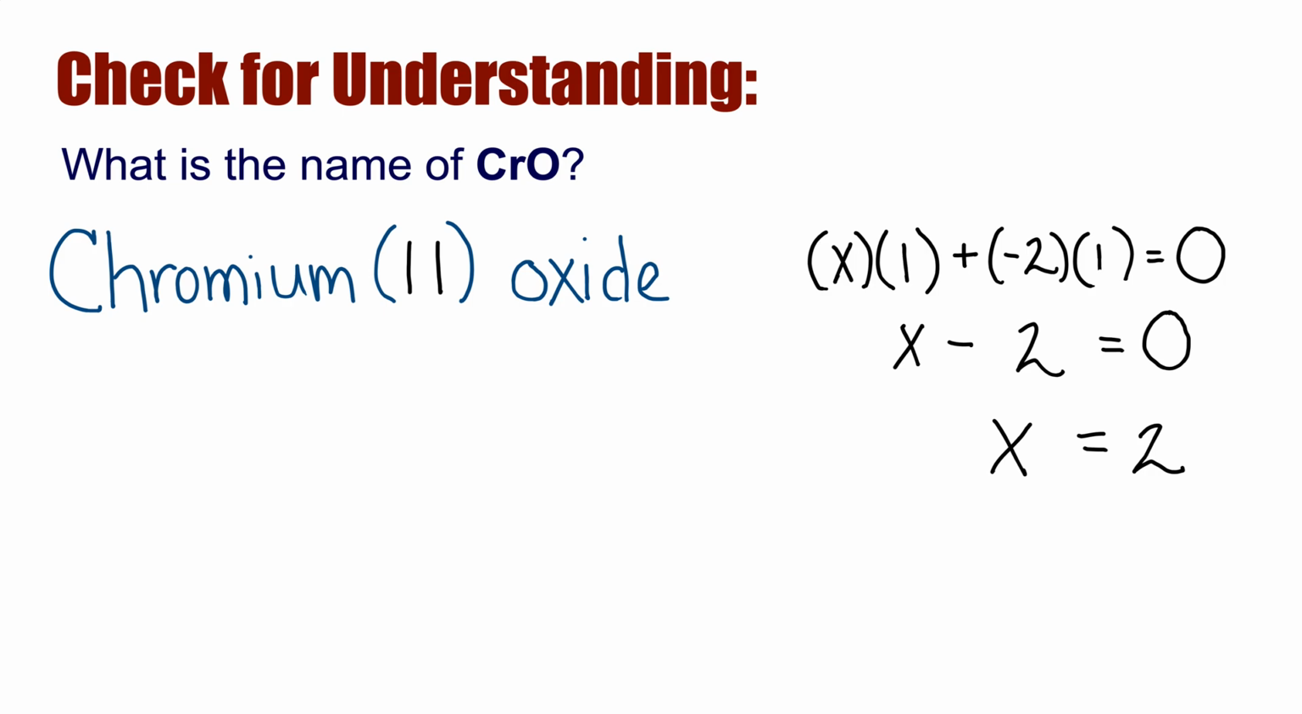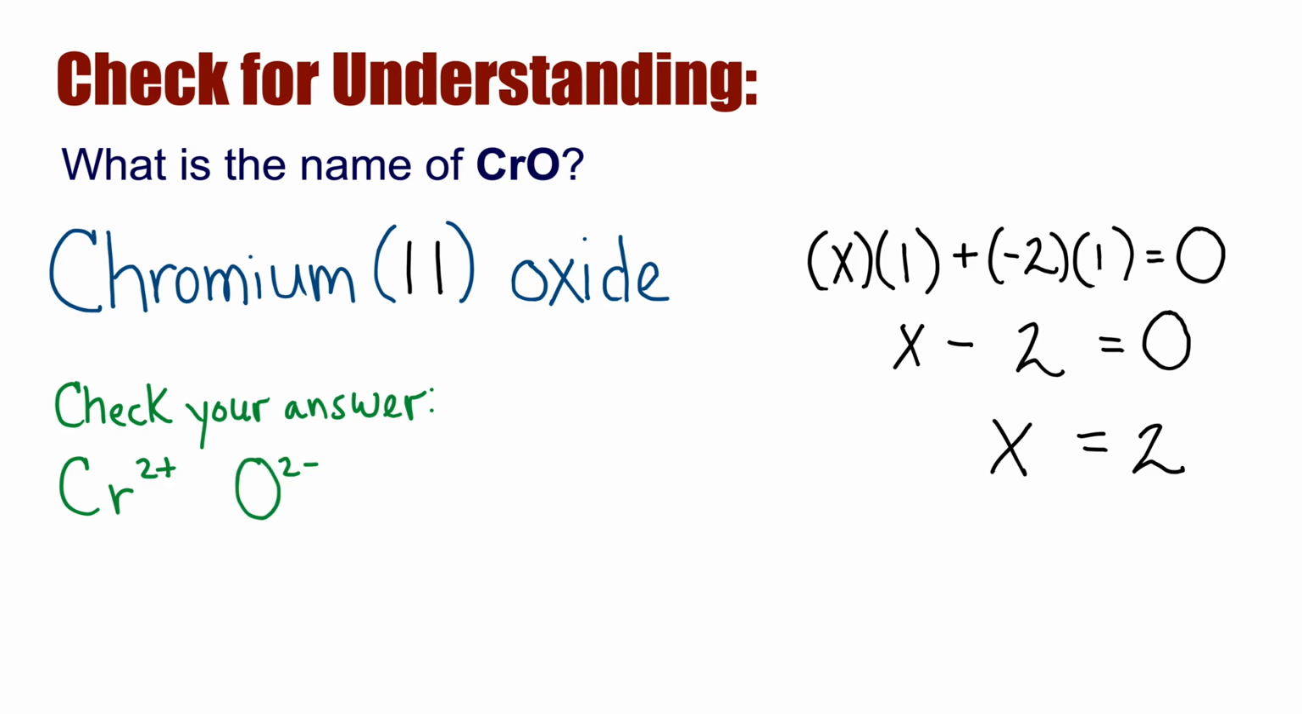I can check to make sure that that name makes sense. If I check my work, I have Cr +2. That's what that 2 is telling me in that name. Oxide's -2. I crisscross. I can reduce those subscripts down. So I get CrO. That matches my initial formula. Chromium(II) oxide is the correct name.